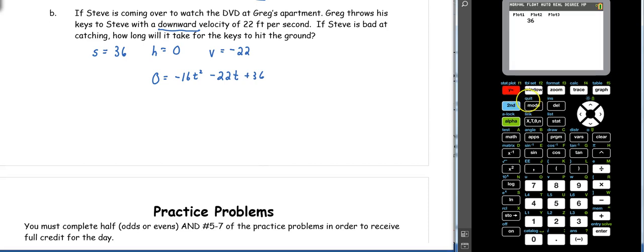So in our calculator, we're going to change the y1 to 0. We're going to change the y2 to negative 16x squared minus 22x plus 36. And our window should be good because it's using the same stuff from the other problem. So we have our intersection point. We're going to hit second trace 5. Move close to that intersection point.